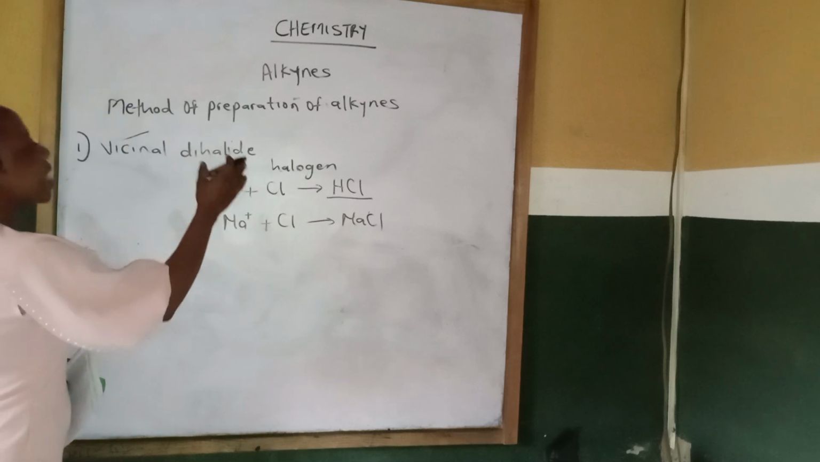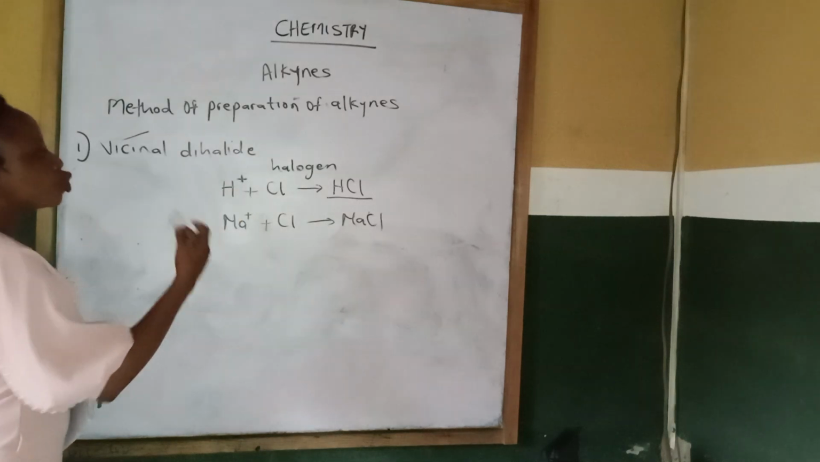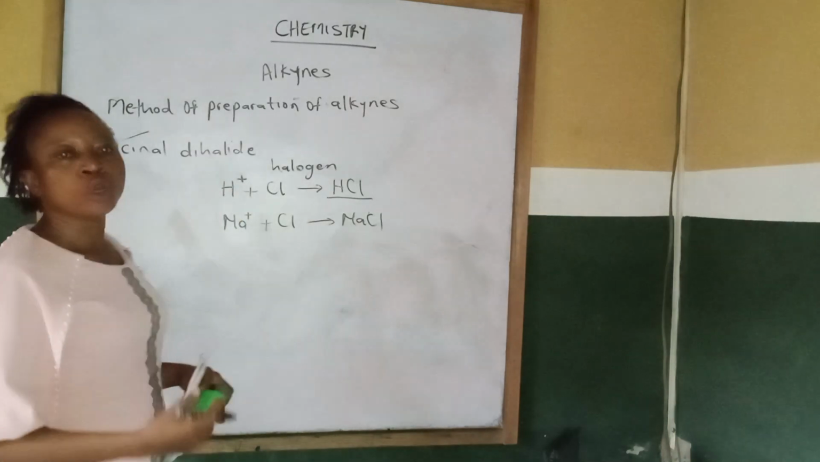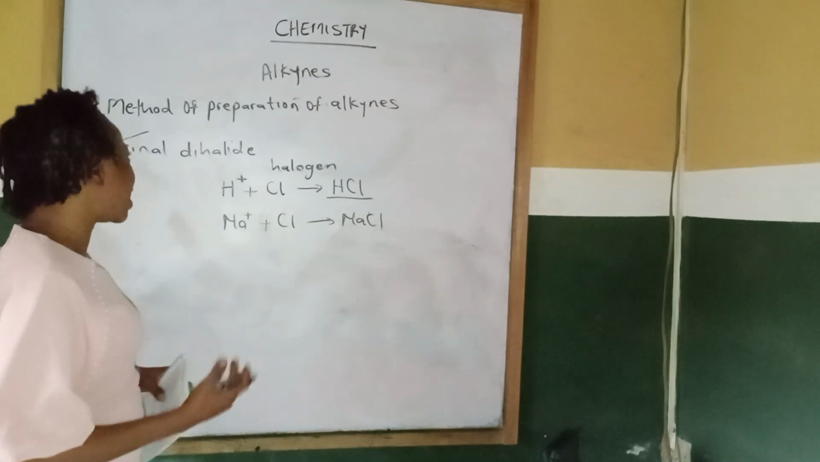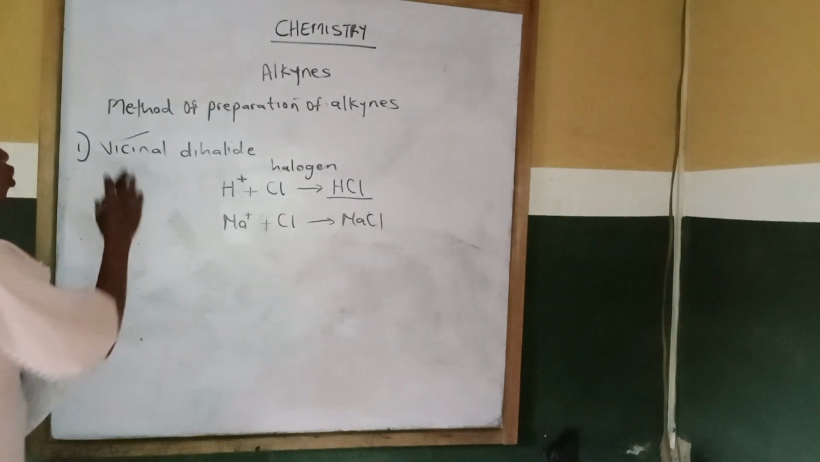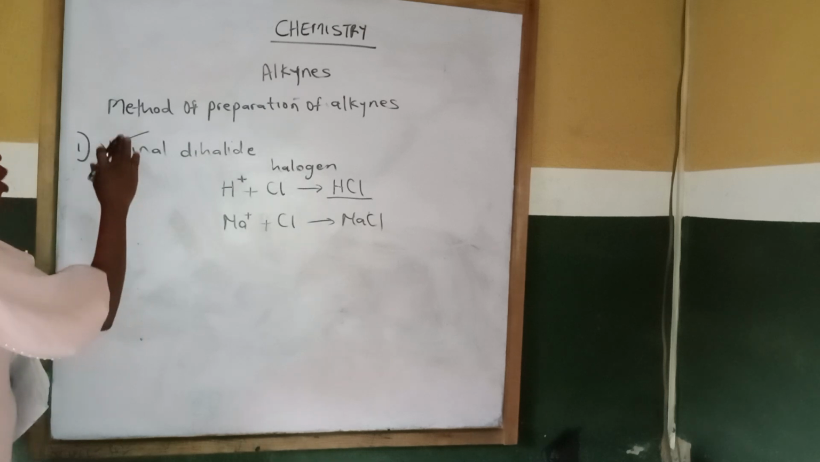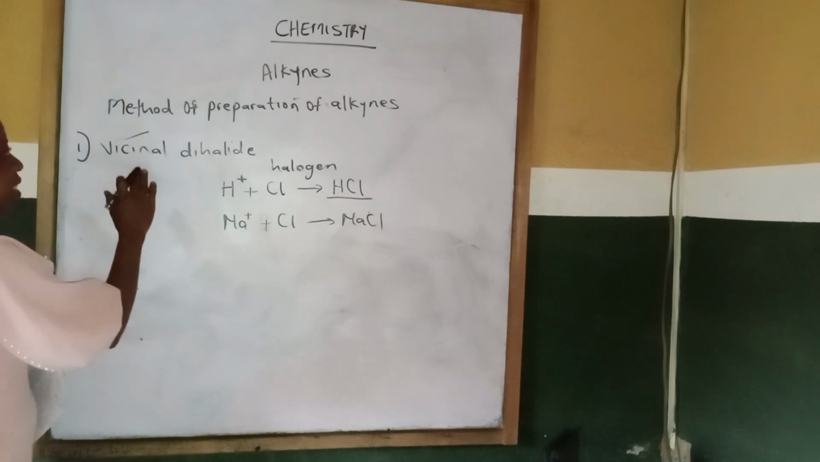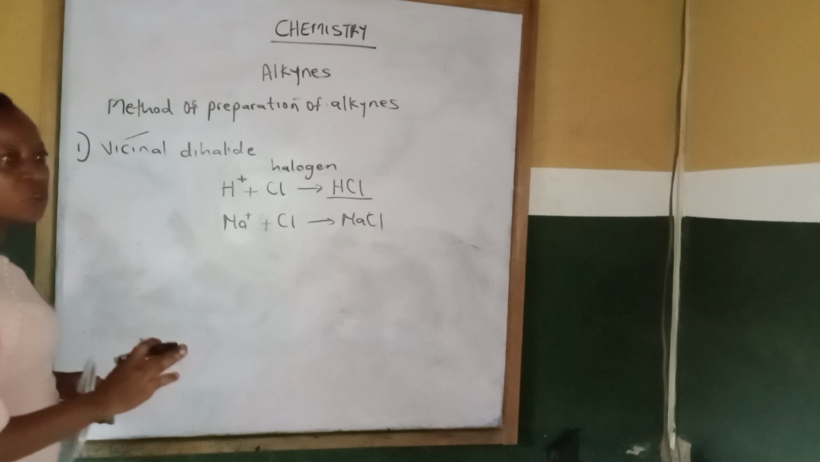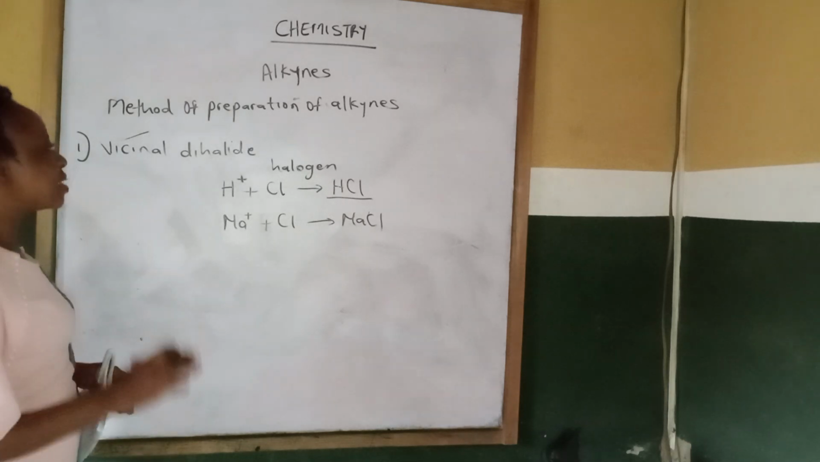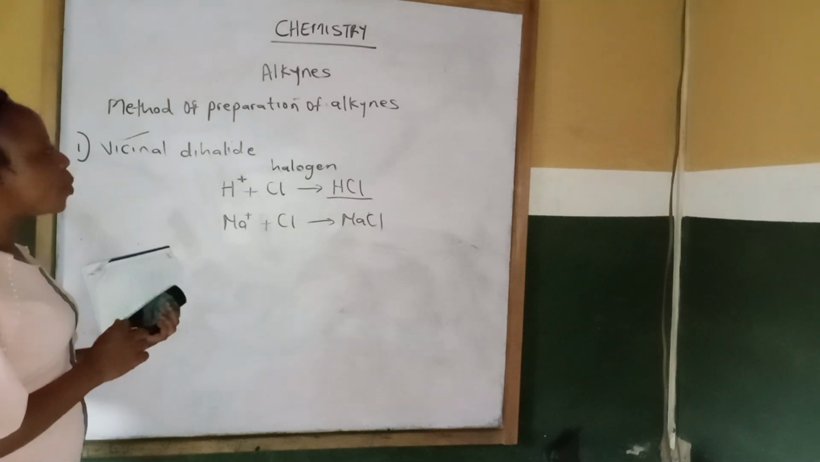So when we say dihalide, it means two molecules of halide. The vicinal dihalide means that two halogens are attached to adjacent carbon atoms.